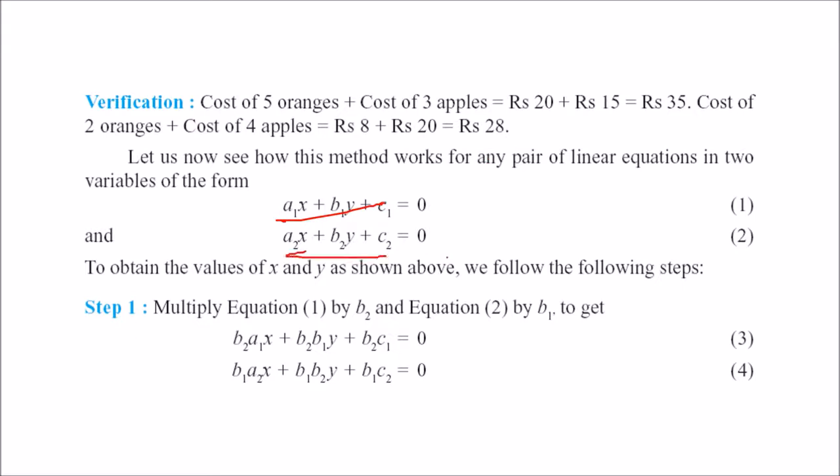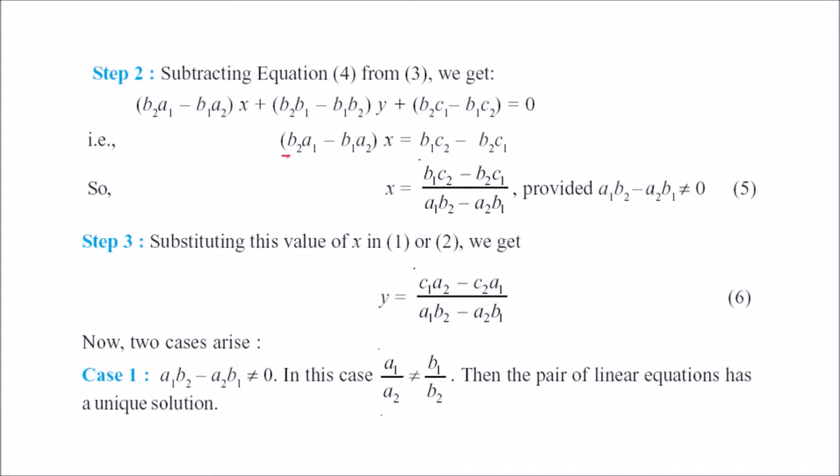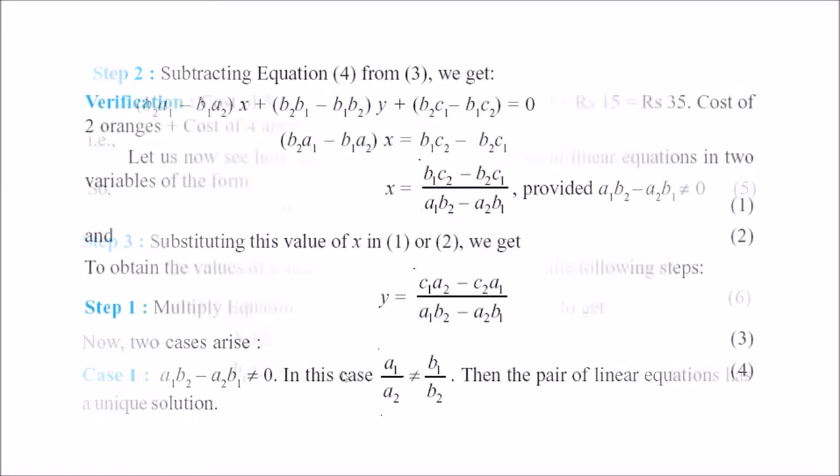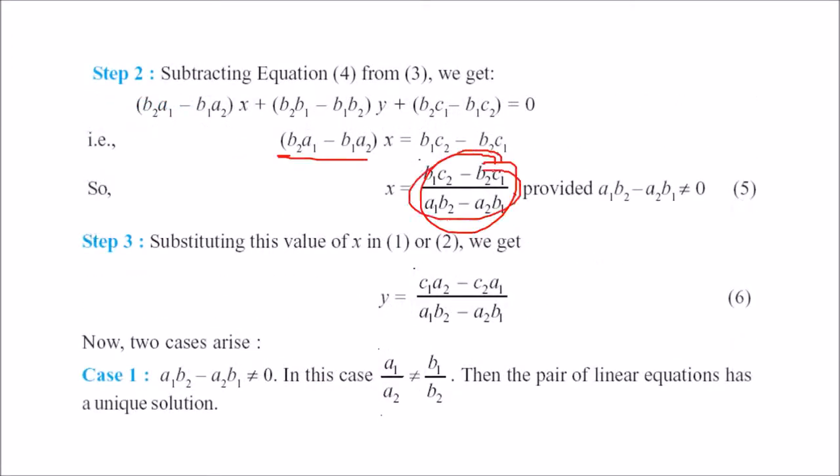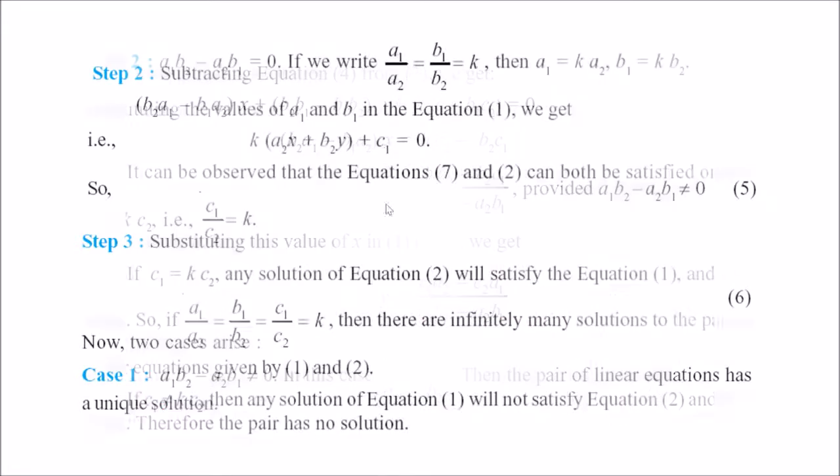So these two are equations. What we have done is, we have multiplied this by b2, we have multiplied this by b1, and then we try to eliminate this b. Then when we eliminate it, we place the value of x in any of these two equations. So we can place this value in 1 or 2 and we can get the value of y. And you see this should not be 0. If this is not equal to 0, then only you get the unique solution.